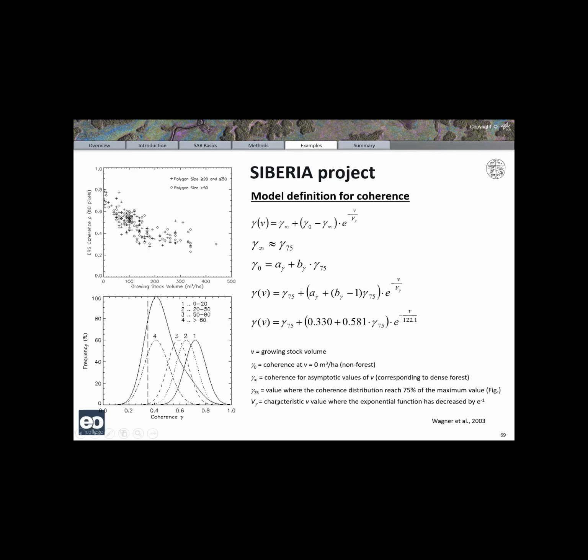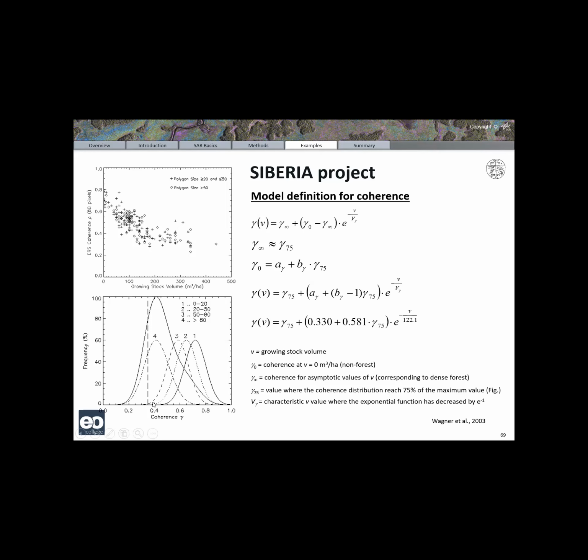And then we need somewhere where we say, okay, here 75% of the maximum value is reached. Where is the largest? Where do we define the largest growing stock volume that we can distinguish? So that is how that really simple semi-empirical regression model was defined.